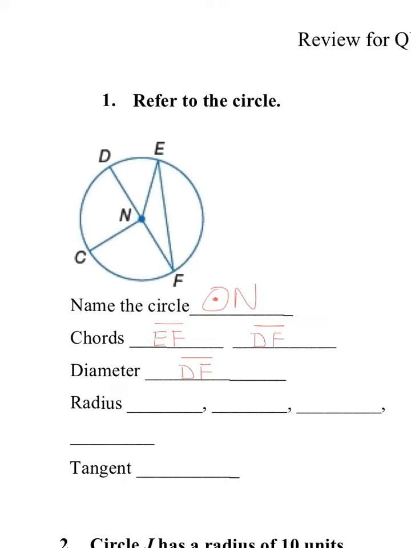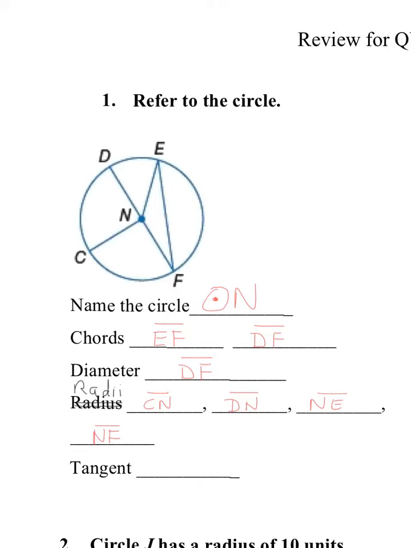The radius, actually called radii because it's more than one. The radii, one of them is CN, as you put the symbol on top, DN, NE, and NF. Okay.